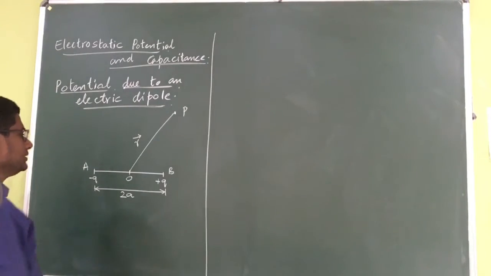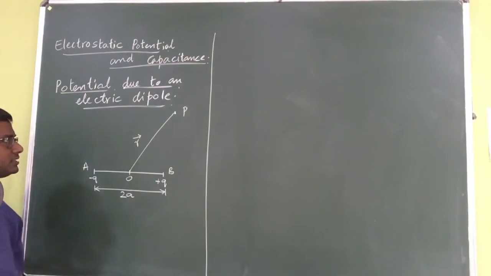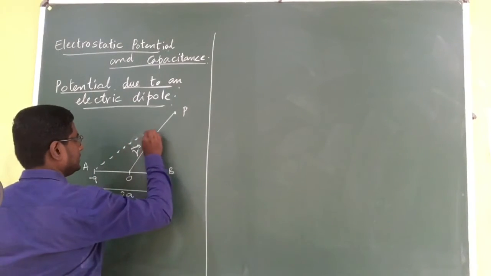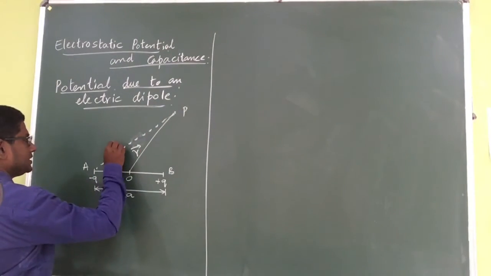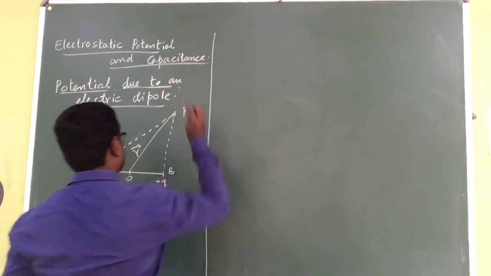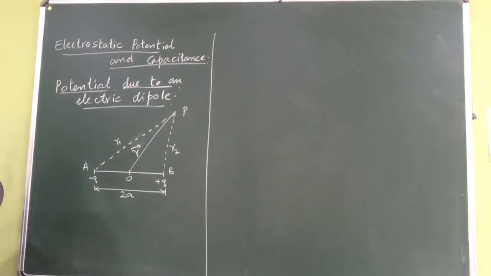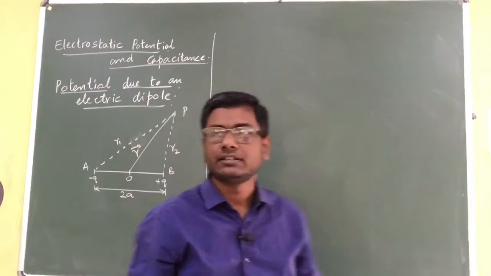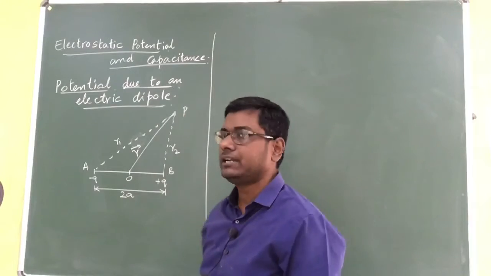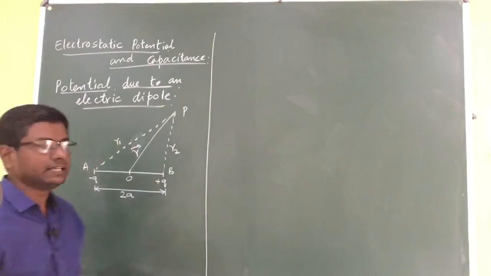Then similarly there are two more points, point A and point B, which are relevant for the derivation. So I am going to draw that again, but in this case as a dotted line, and this will be taken as r1. Similarly I will draw this dotted line from B to P, and this will be taken as r2. And these three are the lines joining the three relevant points of the dipole to the point where we want to calculate the potential.